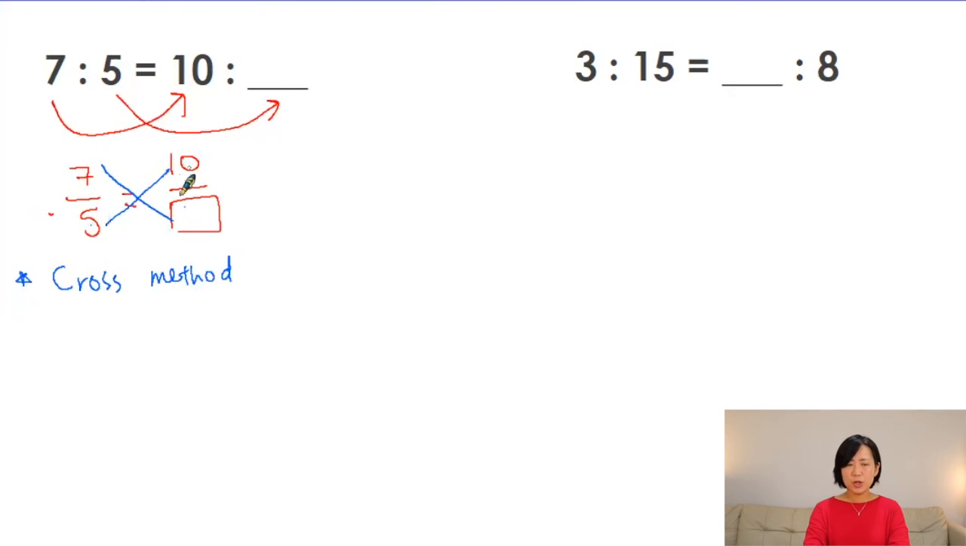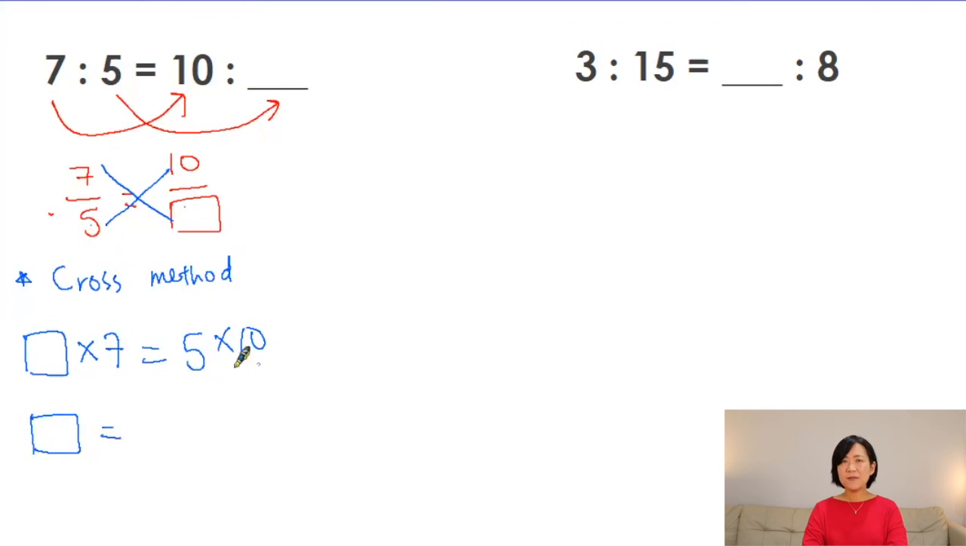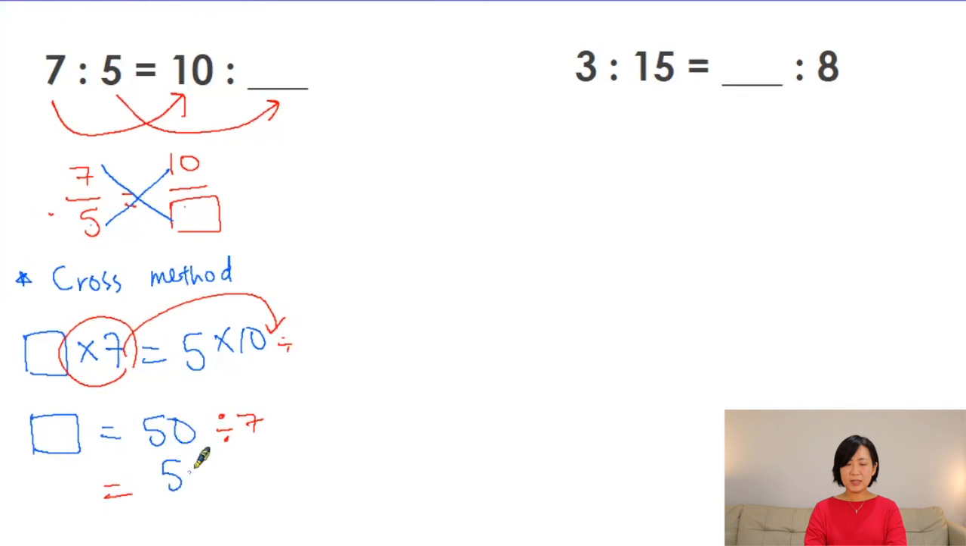Cross method means you actually draw the cross between the fractions. If you've got any equivalent fractions, then draw the cross, then times the both ends, and they bring you the same amount. So the unknown number times 7 equals 5 times 10. Now, for the unknown number, let's use the inverse operation. Then you've got 50, then times 7, so it becomes divided by 7. Then you can get your answer. So your missing number is 50 out of 7. That gives you 7 and 1/7.